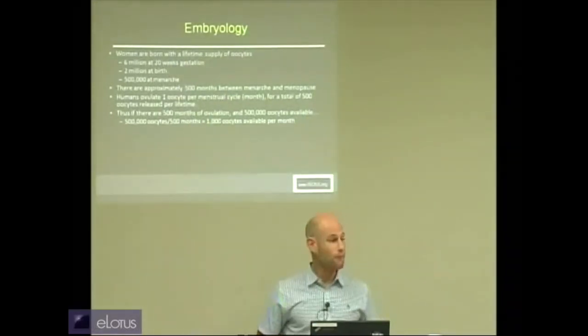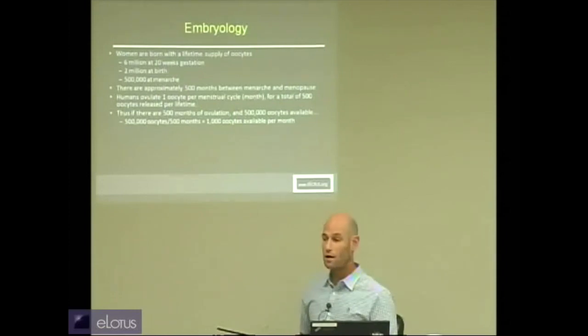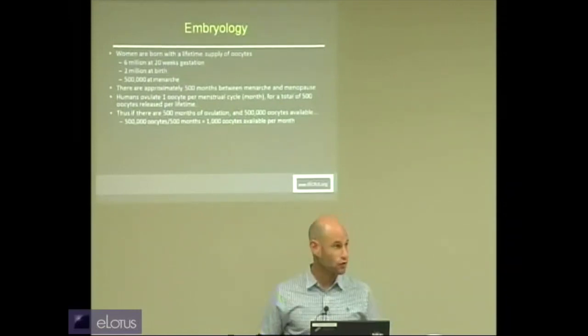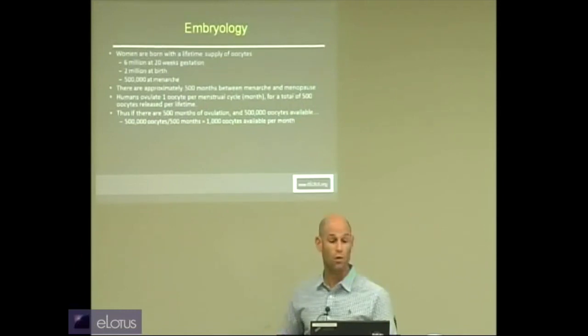And then from the time of birth until the first day of a young woman's period, at menarche, at say 10 or 12 years of age, another 1.5 million of those 2 million eggs disintegrate. And that leaves us with about 500,000 eggs for the reproductive lifetime.